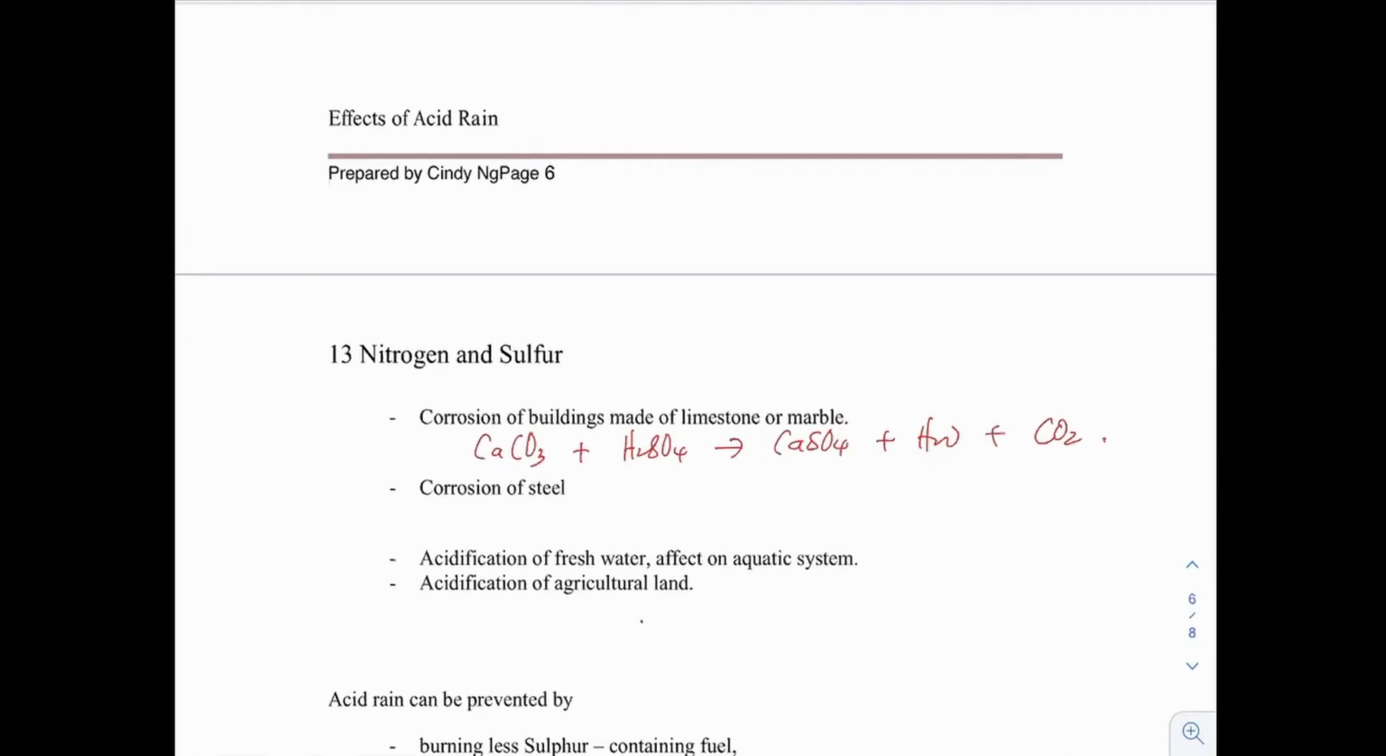The next will be corrosion of steel. So steel, let's say we have Fe. You will get FeSO4 plus H2.